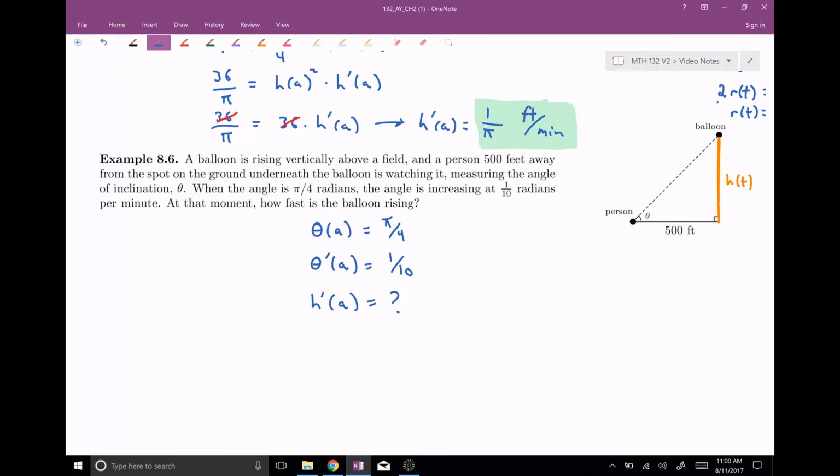So I have thetas here. It looks like I need something with the heights. And I actually know a little bit more. I know that this is a constant 500 feet. This person isn't moving. They're not getting closer to the balloon or farther away or anything like this.